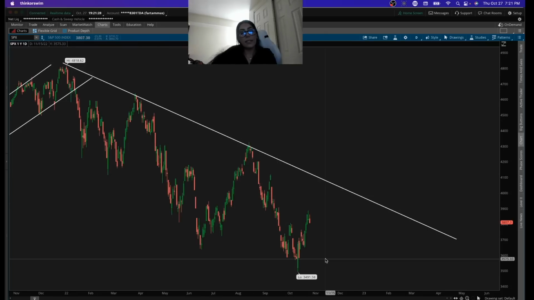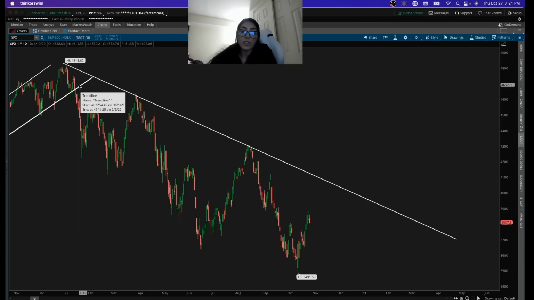So this is the daily time frame on that same trend line. You can see nice touches here, 1, 2, 3. It's a little bit cleaner on the weekly time frame. That's why I wanted to show you guys that first.